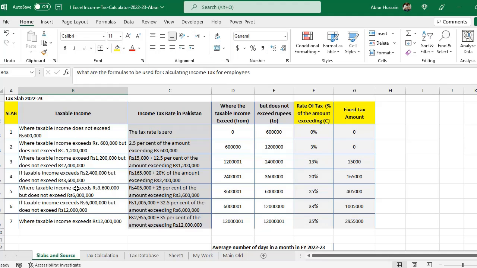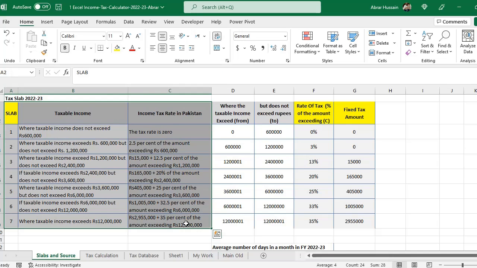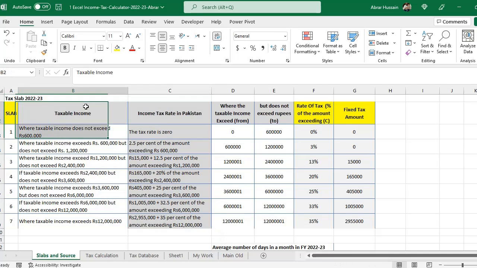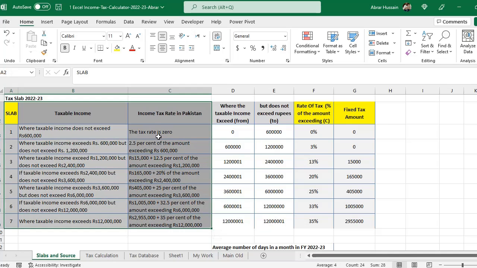First, let's understand the table that is provided by the FBR. There are three columns in that table. The first one is the slab, then there is the taxable income, and then the income tax rate in Pakistan. So these are related to Pakistan. If your country has different rates, you will have to apply those different rates, but the formula and the functions are totally the same.